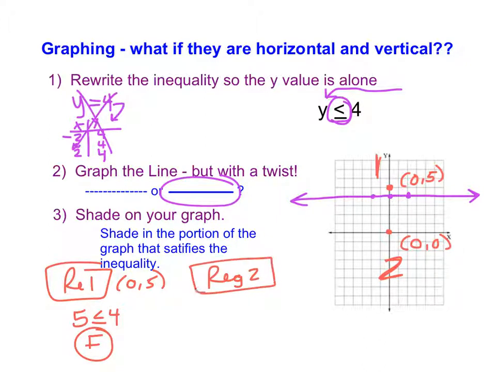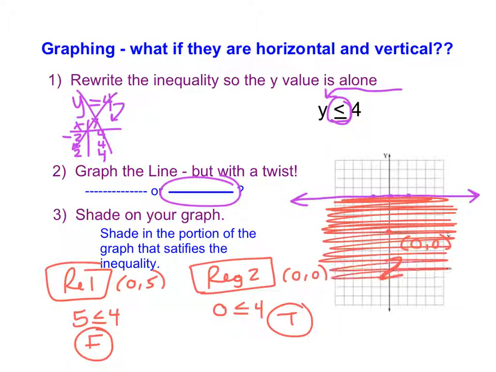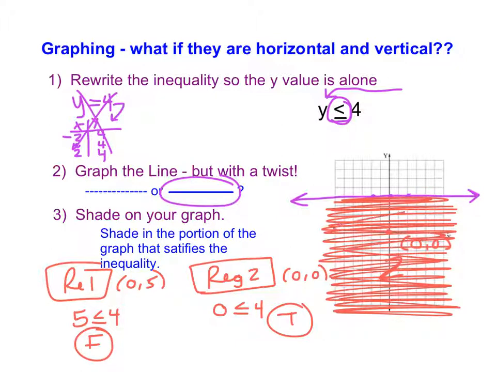So I'm already guessing that I'm not going to shade towards region 1, but let's just test region 2 to be safe. So that's the point x is 0, y is 0. So I plug 0 in for y is less than or equal to 4. That is true. So region 2 is the direction that I want to shade. So I'm going to take my pencil and I'm going to lightly shade all of region 2. So all of these points down here in region 2 are points that will make this inequality up here true, which should make sense because all of these points are the points where y is less than or equal to 4.